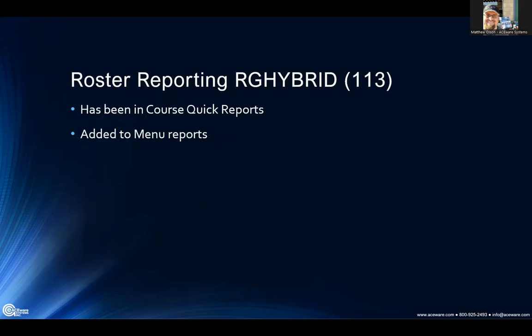Roster reporting. So this is through the menu because we've had on the quick reports, RG hybrid was available in the quick reports area, but we failed to add it to the roster reports through the menu. So 113 has corrected that, and you can now access that from there. So when you're dealing with hybrid courses and you're wanting to check if the person is a virtual or an in-person attendee, you now have that native to the cursor. You don't have to use an add function to pull it in.